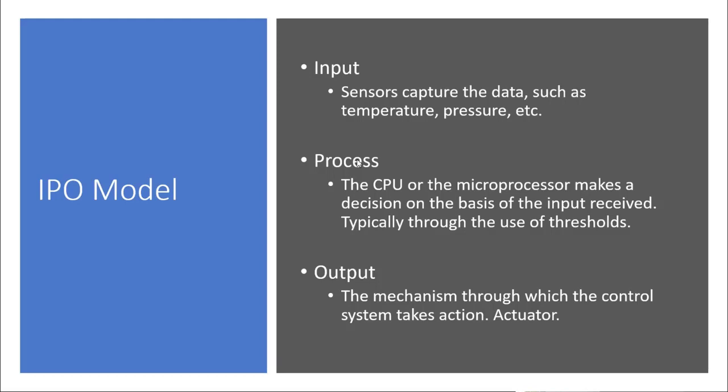So for example, in an air conditioner system, if it reaches the desired temperature, which is the threshold, it will stop heating up the room through the actuator, which is also known as the output, the mechanism through which the control system takes action.